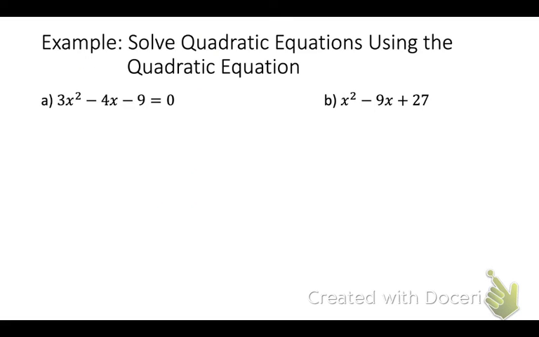So, solve using the quadratic formula. The first thing I'm going to do is write it. What is it? x equals negative b plus or minus the square root of b squared minus 4ac over 2a.